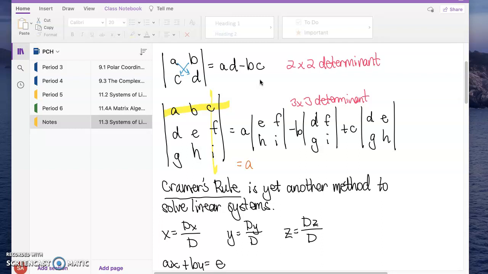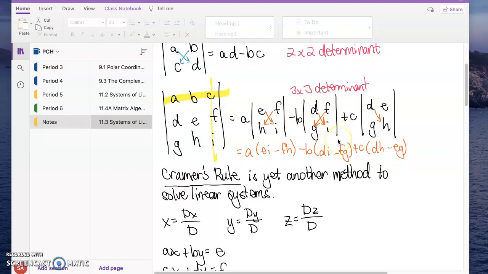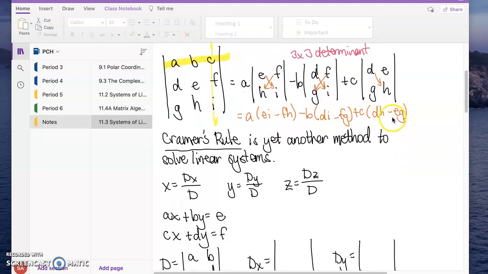So we're going to multiply A times EI minus FH, minus B times DI minus FG, plus C times DH minus EG. And you'll notice that the A is positive, and then the B is negative, and then the C is positive. So positive, negative, positive. Okay? And then these are all going to be numbers, so you would just calculate that.